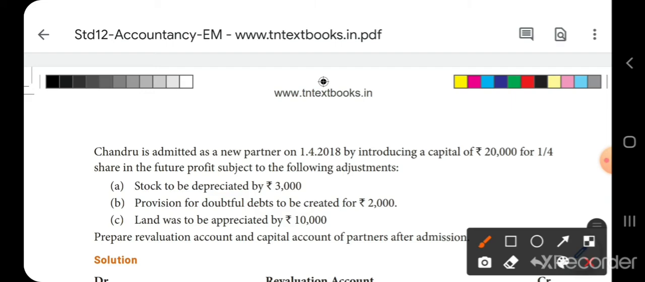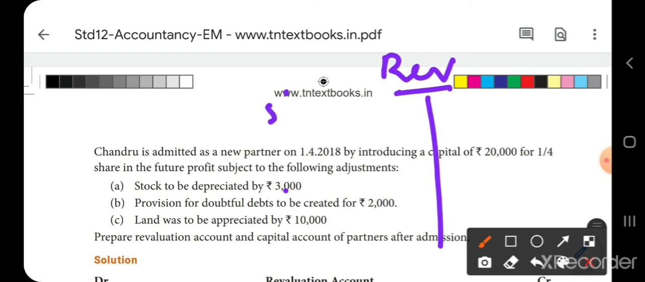What they have given is stock to be depreciated by 3,000. When you depreciate stock, the value of asset is getting reduced. So when asset is decreased, you will show on the debit side. Stock 3,000, decrease in asset, you will show on the debit side.